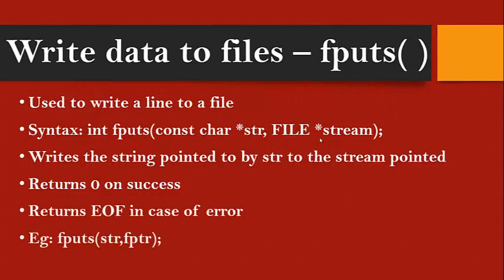So here, let's say for example, I am passing two input arguments. We are trying to write the information through the character array, that is str, and whatever string has been written through this particular character array will be pointed to the stream.